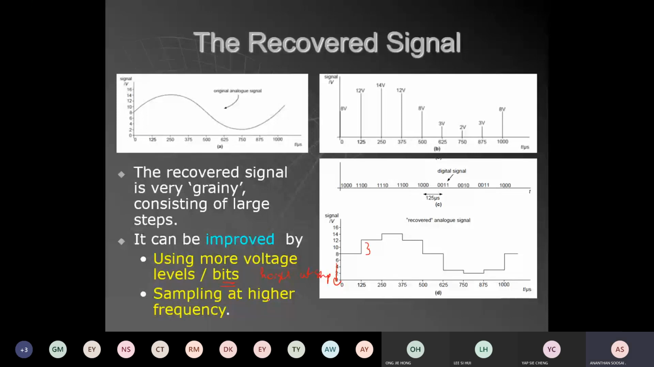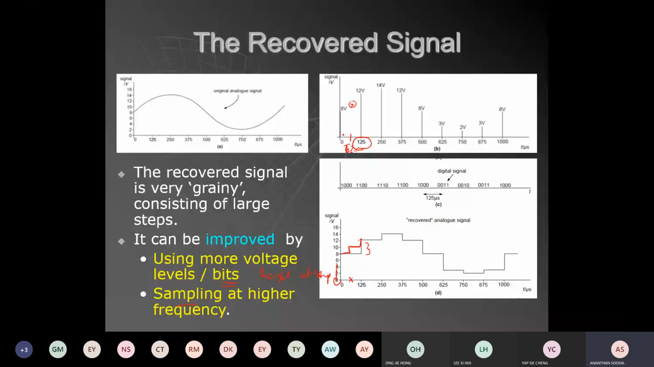Another way of improving the digital signal is the sampling frequency. Yes, take more samples. Instead of sampling at 8, 12, you can sample at 125. You can sample another one in between, at 62.5 seconds. Instead of one flat step here, if you have a sample here, the steps become two. This is more accurate.